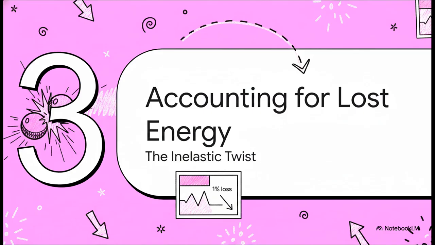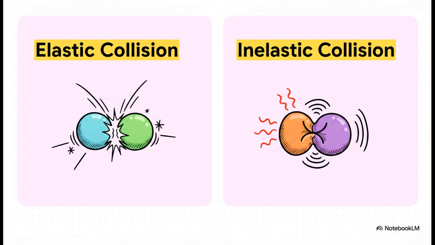Okay, let's circle back to that clue I mentioned, that 1% energy loss. This is a huge piece of the puzzle because it tells us exactly what kind of collision we're dealing with. Now, this is super important, and it's a place where a lot of people get tripped up. In a perfect world, in a perfectly bouncy, elastic collision, kinetic energy is conserved. But our problem explicitly says we lose energy. That makes it an inelastic collision.